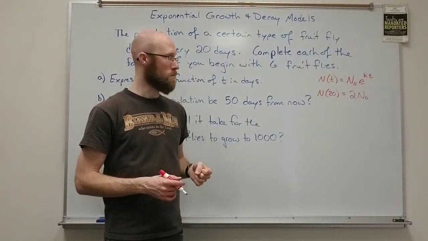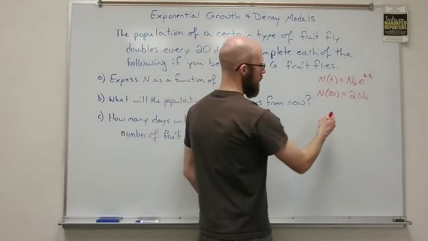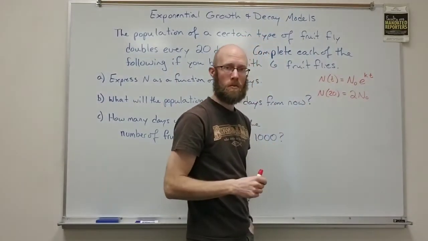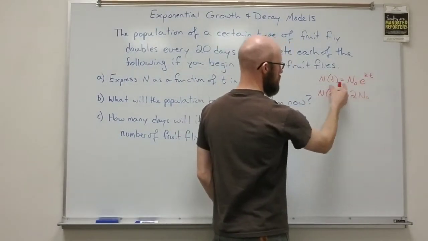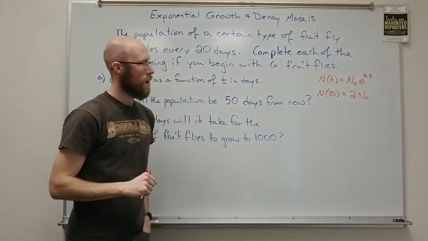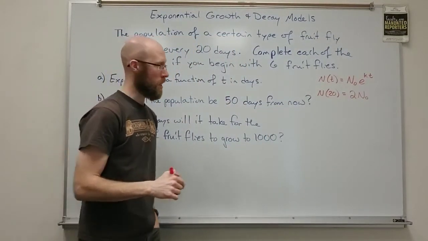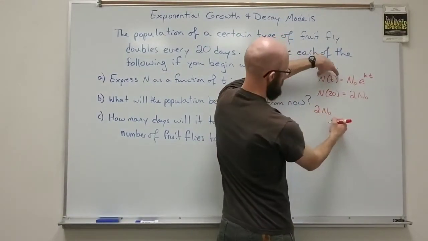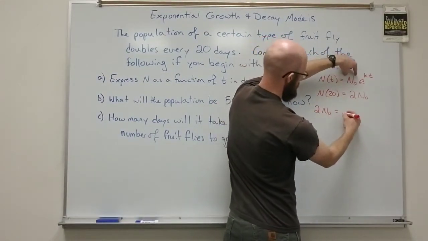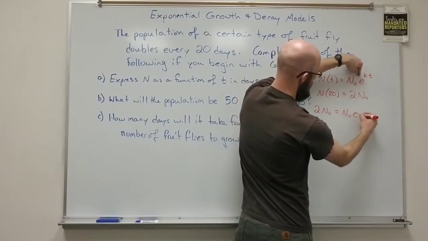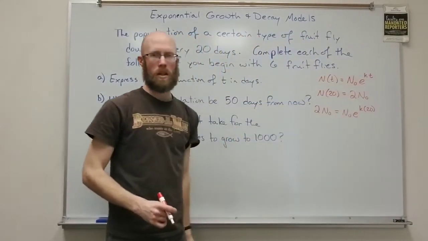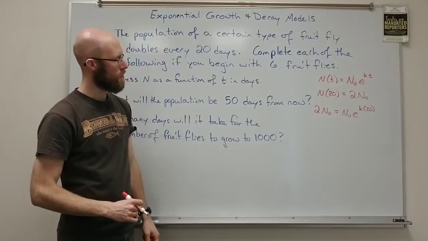Now I'm going to go ahead and make a substitution here. I'm going to substitute the 20 in for the t, that represents our number of days, and the 2n sub 0 in for the final amount after the 20 days. So we'd have 2n sub 0, that's this side, equals n sub 0 e to the k times 20. That's what you get when you plug in the 20, okay?